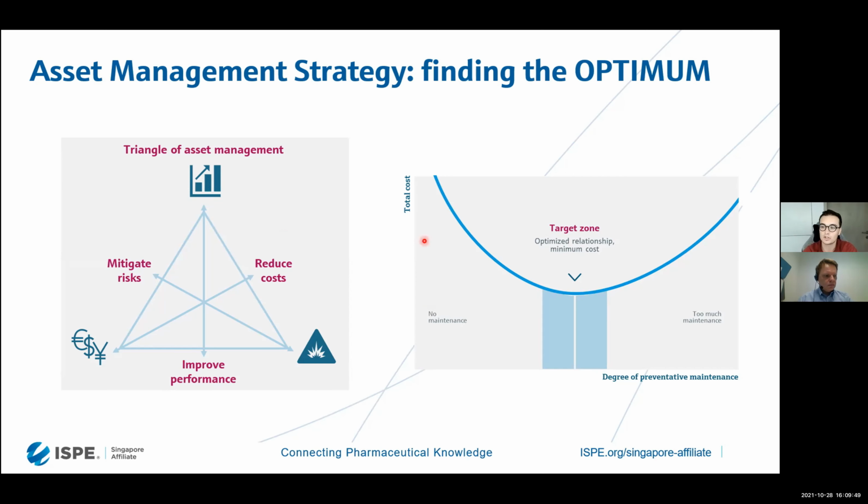And this is actually what is shown here on the right side: no maintenance is also a lot of cost, too much maintenance is a lot of cost. So the challenge is really to find the optimum, where maintenance is at the best level in relation from total cost to degree of preventive maintenance.